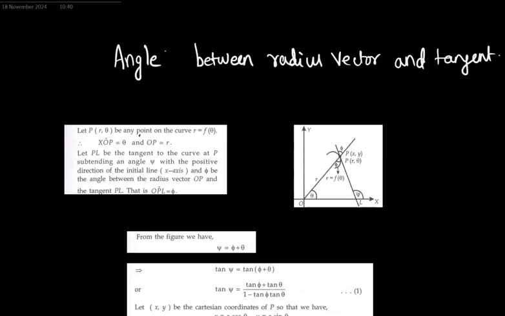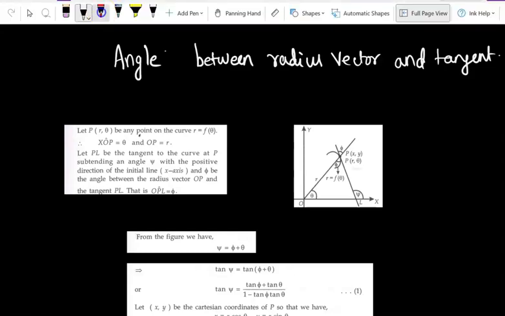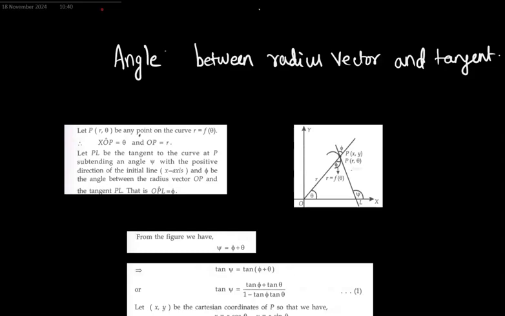Hi, in this video, let's see the derivation for the angle between the radius vector and the tangent. For this, first we have to construct the diagram and consider P(r, theta) to be any point on the curve r = f(theta). So now, just see this P of r comma theta.